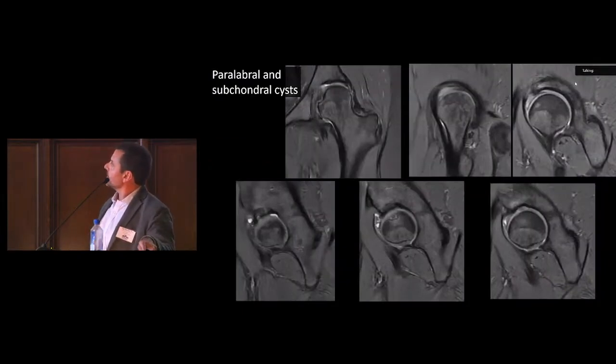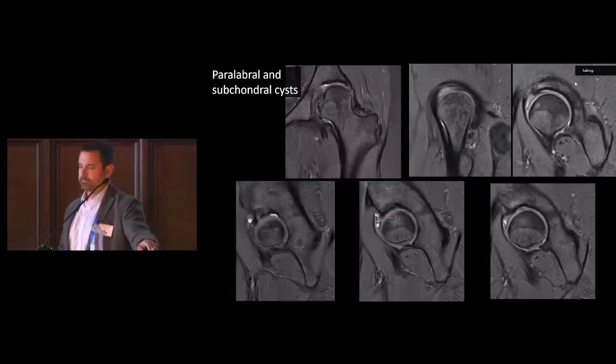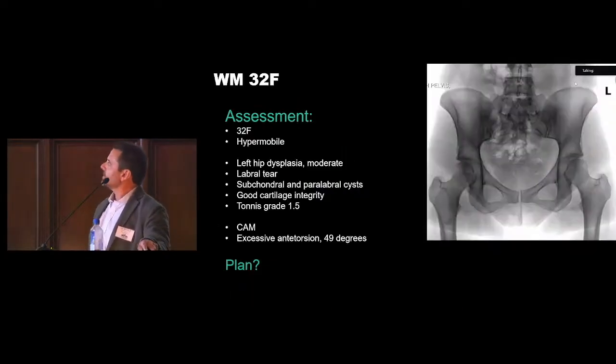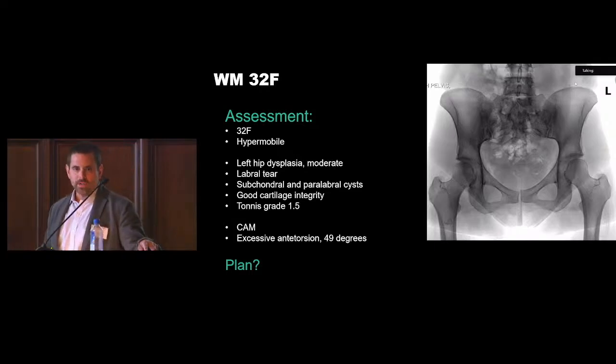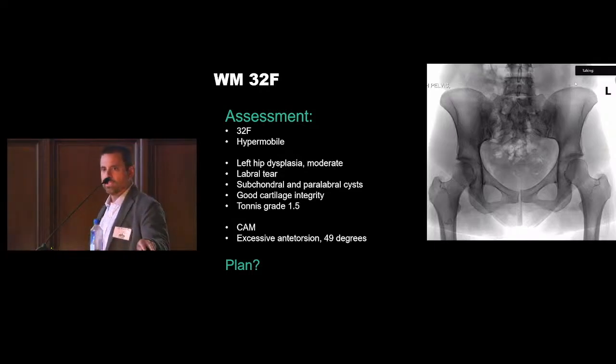This is our MRI. There's a coronal image at the top left, and then the sagittals are moving from lateral to medial. You can see a labral tear, a paralabral cyst, and redemonstration of the subchondral cyst. So she's 32, she's hypermobile, she has moderate dysplasia, labral tear, cysts. The cartilage on the MRI looked like it was in good shape. I know it's not an actual number, but Tönnis 1.5, I feel like there's a lot of these patients that don't look as bad as a Tönnis 2. And she's got 49 degrees of anteversion.